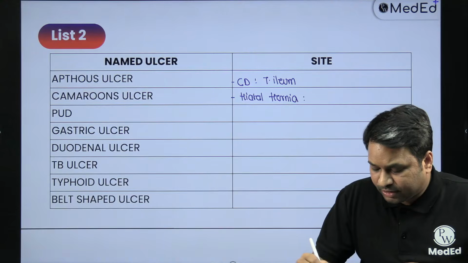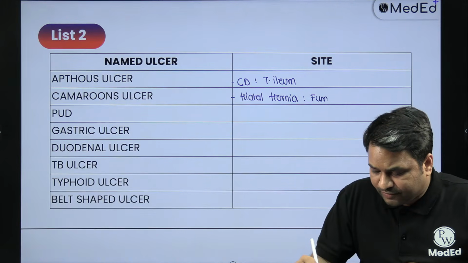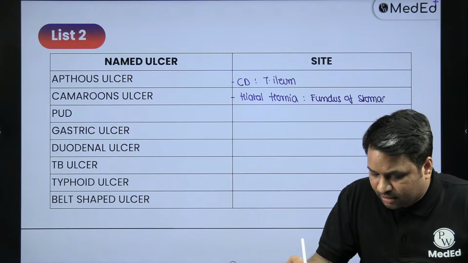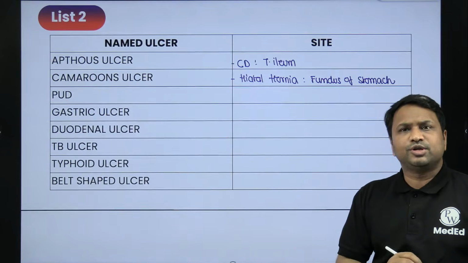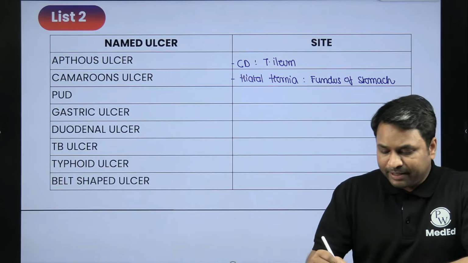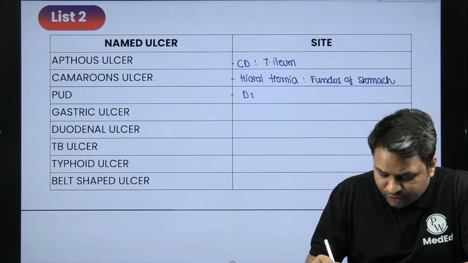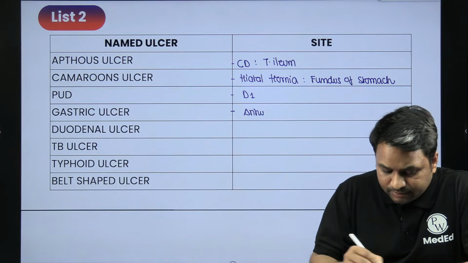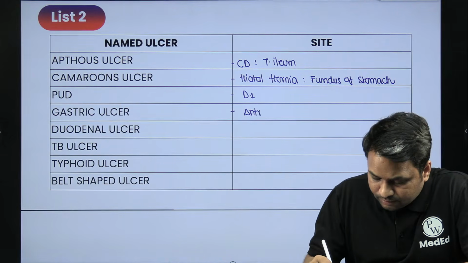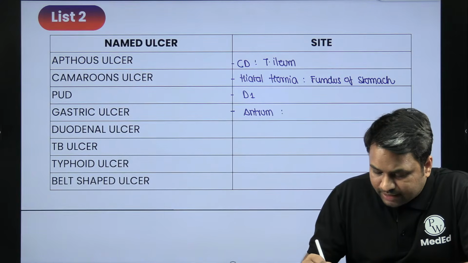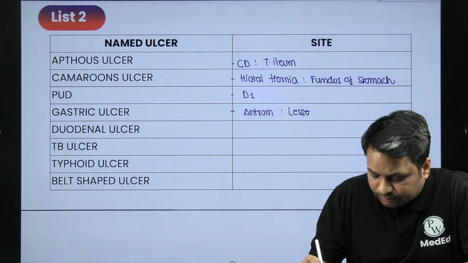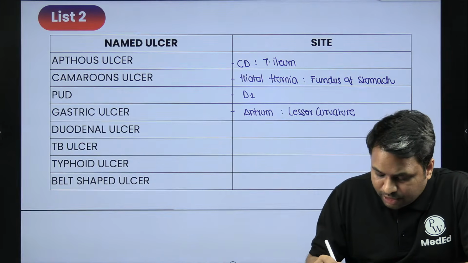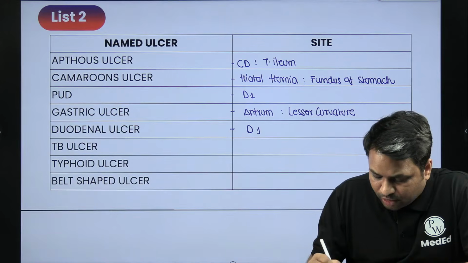Hiatal hernia, which usually involves the fundus of the stomach, will have the Cameron's ulcer, which is also called the Riding's ulcer. In peptic ulcer disease, the most common site is the first part of the duodenum. For gastric ulcers, the antrum is the most common site, and that too on the lesser curvature. Duodenal ulcer is in the first part of the duodenum.